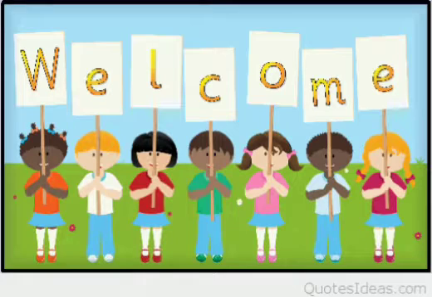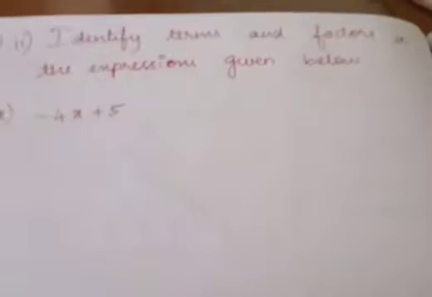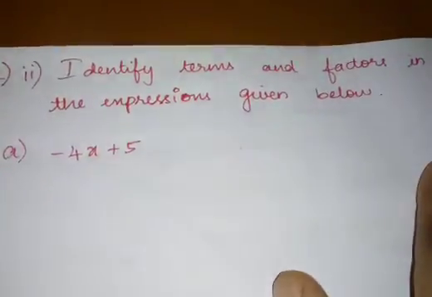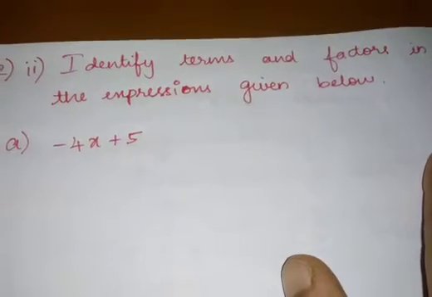Today's class, we are going to continue exercise 12.1. You can take page number 234 in your NCERT textbook. So, from the second problem, second subdivision, we are going to continue. I hope you all have taken the second problem. Identify terms and factors in the expression given below.